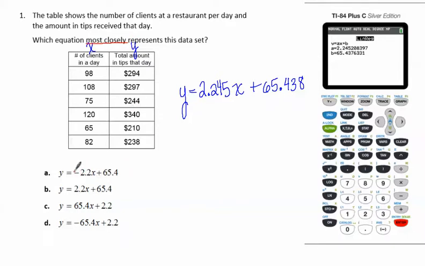Well, the 2.2 is not negative. It would need to be positive, so I find it positive here. The 65.4 is positive, so I would select option B as our answer. Most closely matches.